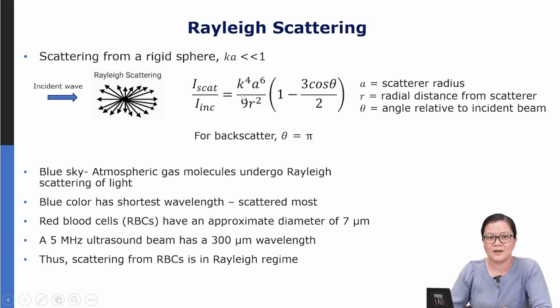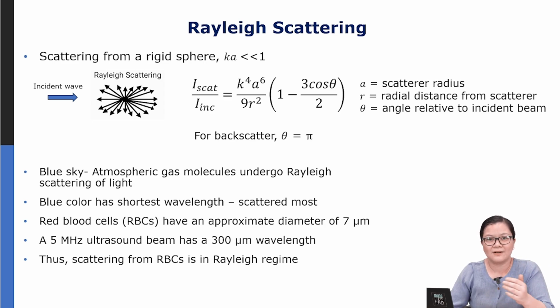It means that 1 divided by lambda to the 4th power. So as the wavelength of sound decreases, the intensity of the backscattering would increase to the 4th power. One example that we can think of in everyday life is our blue sky.